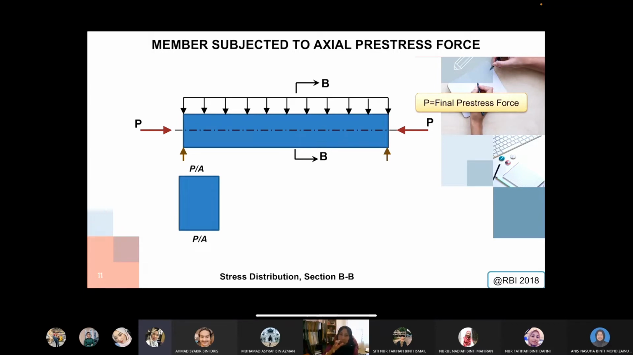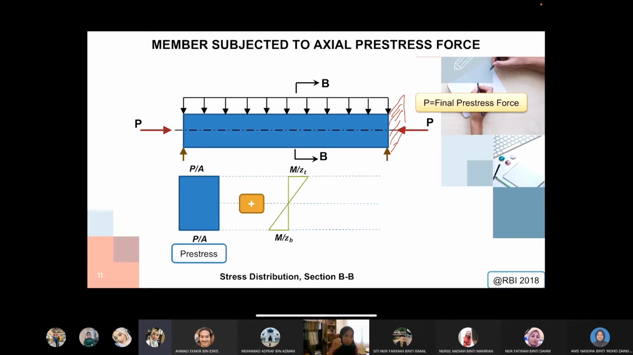The first stress that you will consider here is the pre-stress. Pre-stress means that you apply the P and then divide by the section area A. Then you add the other stresses besides those caused by the tendon force, so you have plus M over Zt.